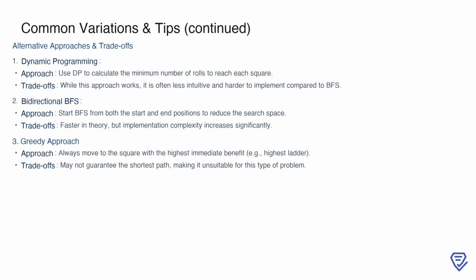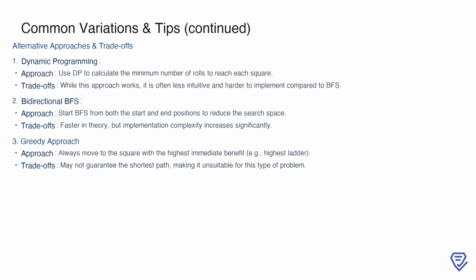Finally, let's discuss some alternative approaches and their trade-offs. One option is dynamic programming, where you calculate the minimum rolls required to reach each square. While this can work, it's often less intuitive and harder to implement compared to BFS. Another option is bidirectional BFS, which involves starting the search from both the beginning and end positions to reduce the search space. This can be faster in theory, but it adds significant complexity to the implementation.